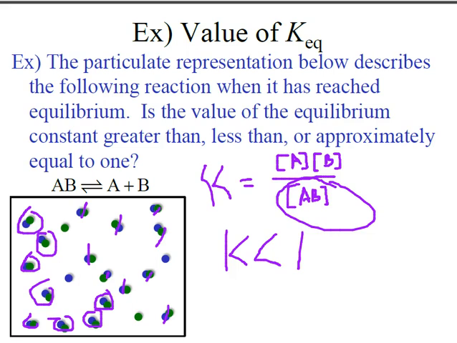They love pictures on the AP exam now, so look out for something like that. You would just count or even just visually assess, do I have more products or more reactants? More products, K is greater than 1. More reactants, K is less than 1.